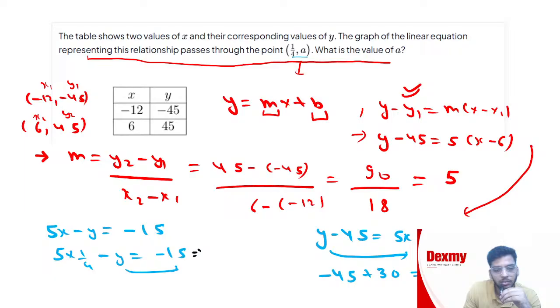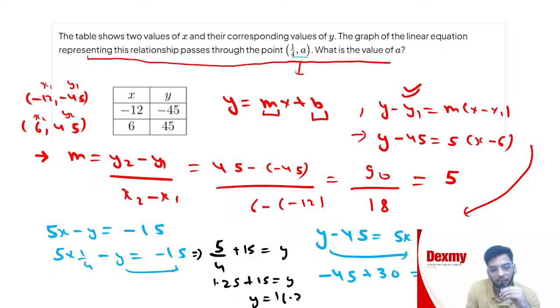So it will be 5 by 4 plus 15, that will be equals to 5. That will be 1.25 plus 15 equals to y. y will be 16.25. We get our value of y, that is a here. So we can put it a. So our a value is 16.25. Got it? We got the final answer of 16.25.